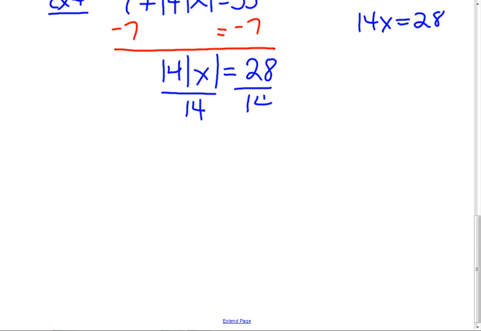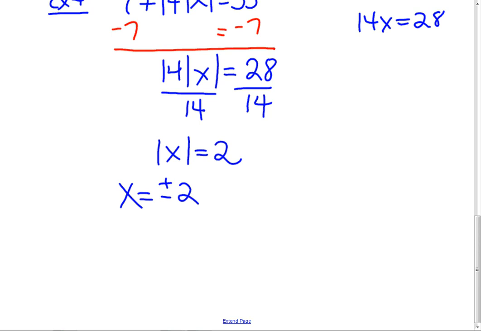So it's getting used to seeing this with an absolute value in here. That's one thing. The absolute value of x is equal to what? What's 28 divided by 14? 2. Now, what do I put in there to make that true? That's right. If you're lazy like me, you can write plus or minus 2.